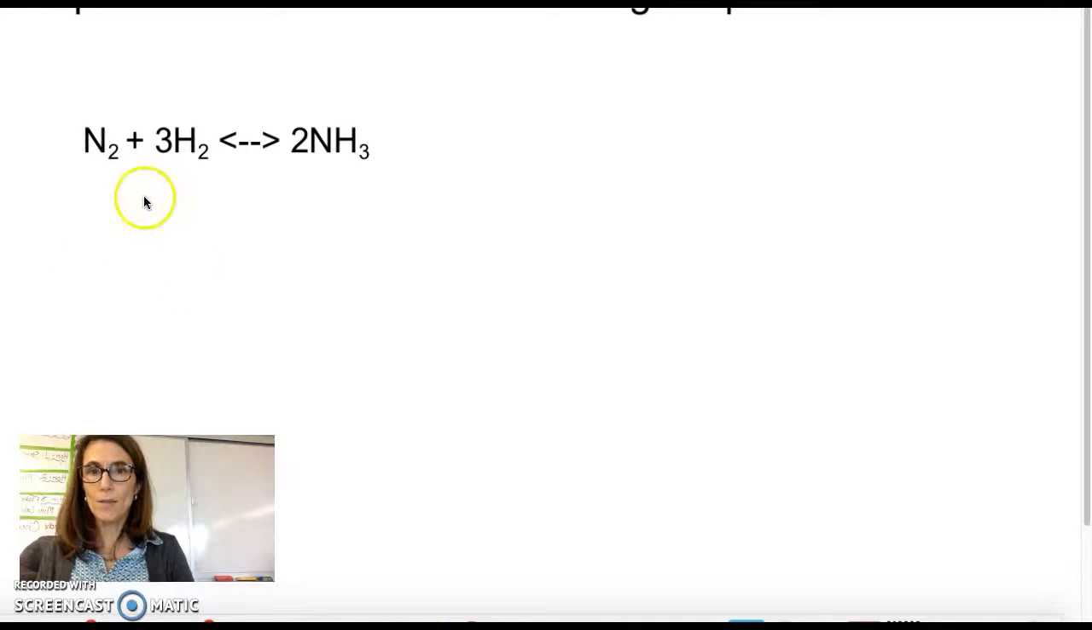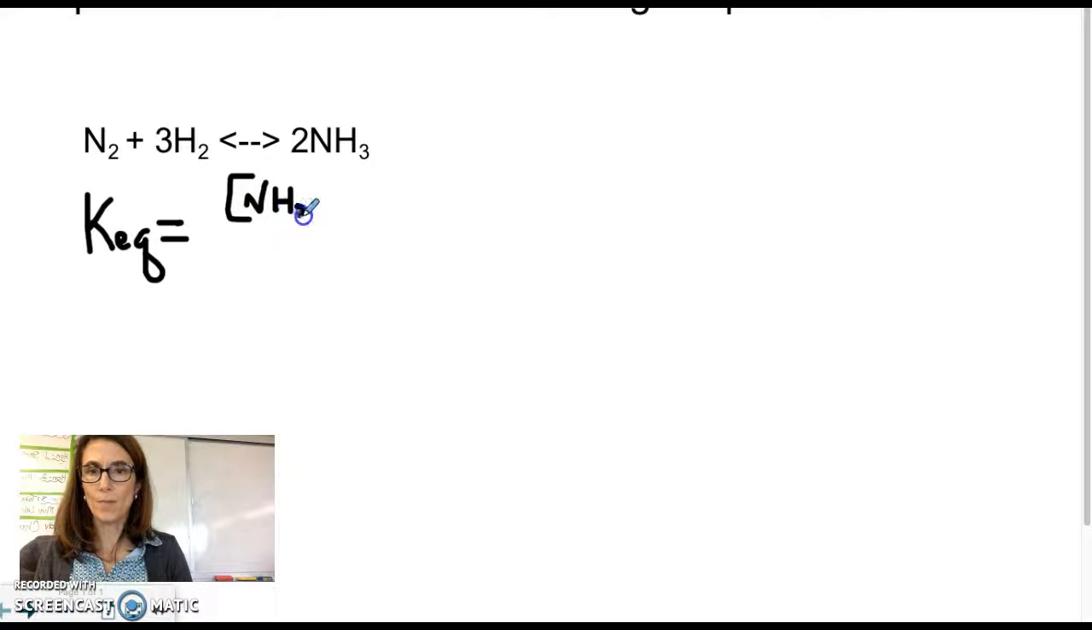So our KEQ expression for this reaction is KEQ equals the concentration of NH3 squared over the concentration of N2 times the concentration of H2 cubed.